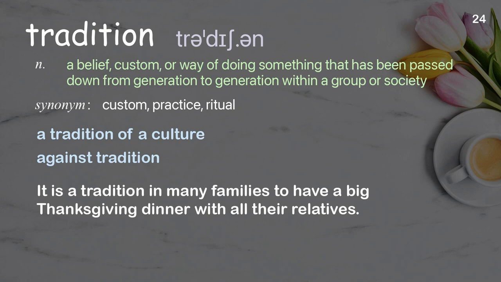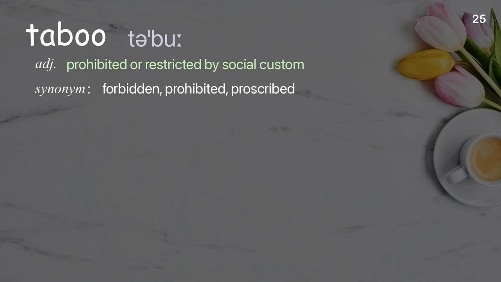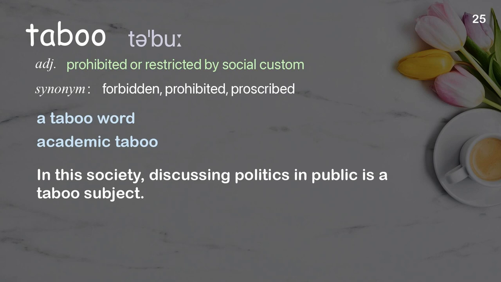Taboo. Prohibited or restricted by social custom. Examples. A taboo word. Academic taboo. In this society, discussing politics in public is a taboo subject.